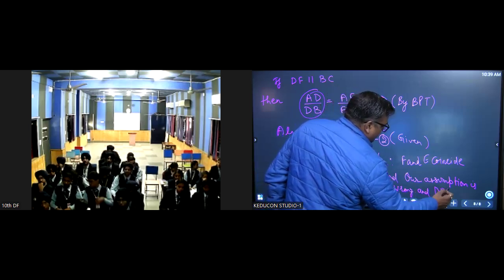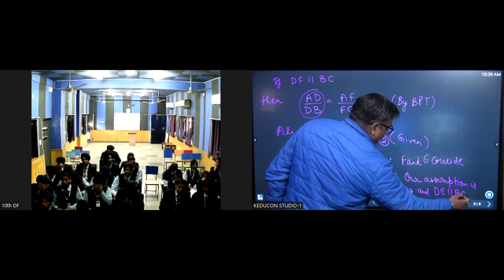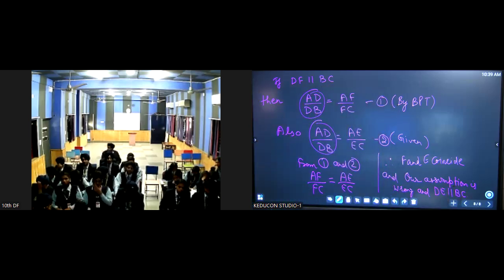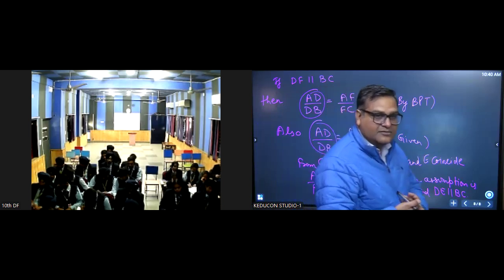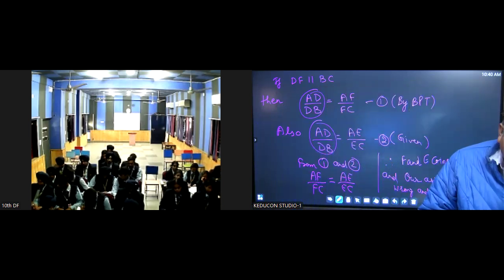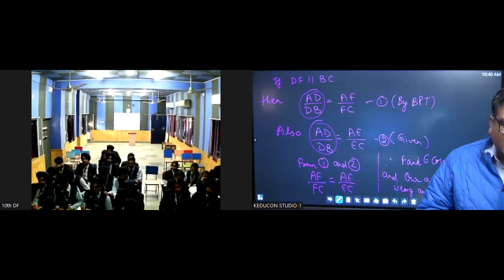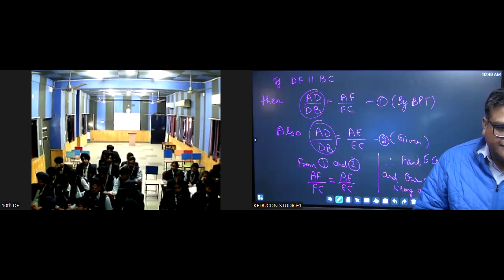DE is parallel to BC. Right? तो अब यहाँ पे हम क्या कंक्लूड कर सकते हैं? E and F coincide and therefore DE is parallel to BC. क्योंकि DF जो है वो पैरेलल है बच्चे, F और E सेम पॉइंट है, तो therefore DE is also parallel to BC. Is it clear or not? Yes, sir. Any doubt? No, sir.